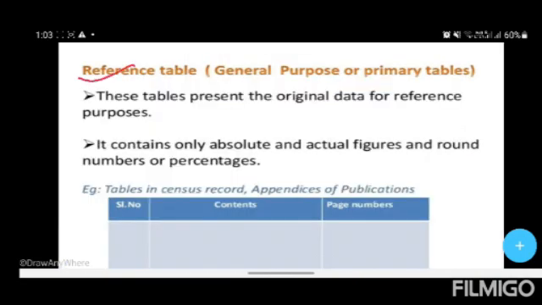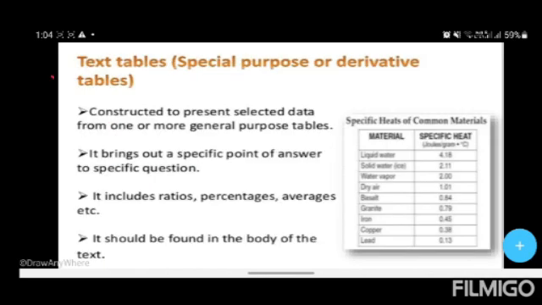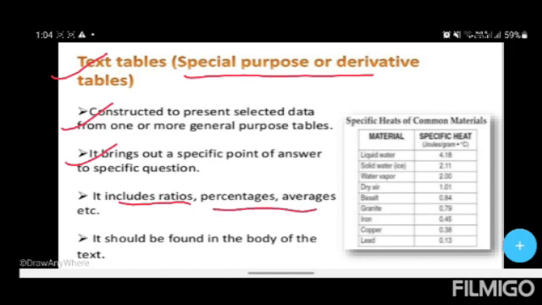A reference table is a general purpose table for reference purposes. It contains only absolute and actual figures and round numbers or percentages. This is an example. On the other hand, we have text tables, which are special purpose or derivative tables. It brings out a specific point. It includes ratios, percentages, averages. It should be found in the body of the text.